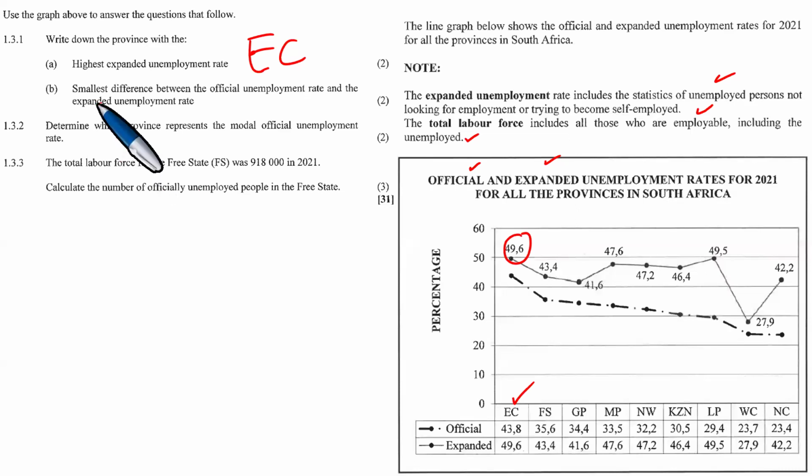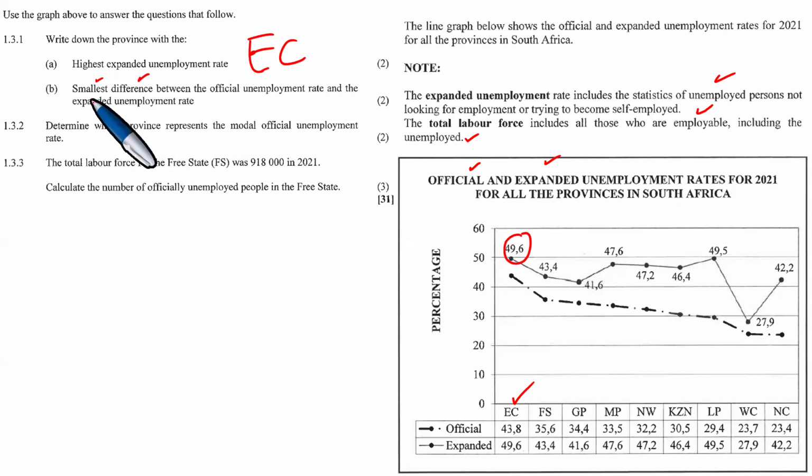Now, the smallest difference between the official unemployment rate and the expanded unemployment rate. What is the smallest difference? We're looking for the smallest. You remember what we said about the difference. How do you find the difference between two numbers? We subtract the two numbers.